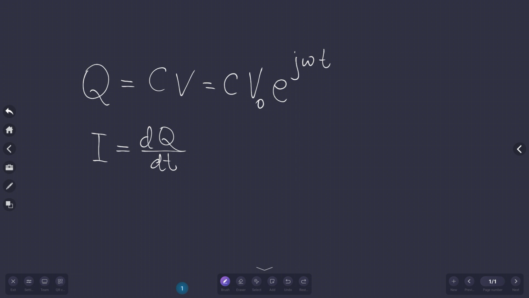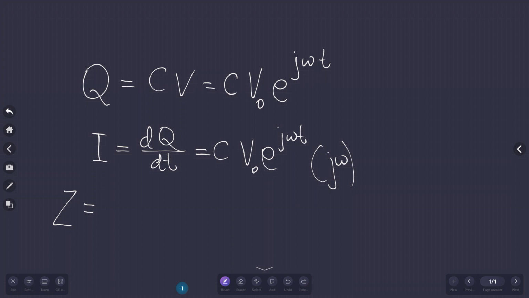I'm going to assume the C to be constant, so you can see that dq/dt will be what? C times V0 exponential j omega t times j omega. Is that correct? If you take the derivative. Okay. All right. So this is what we get out of this. And then your impedance will be V over I.